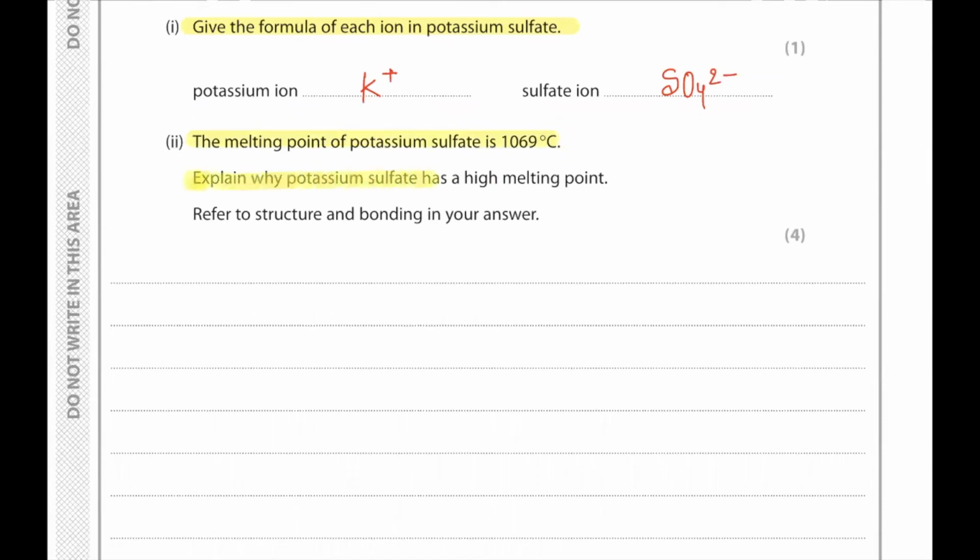Explain why potassium sulfate has a high melting point. Refer to the structure and bonding in your answer. So potassium sulfate has a giant ionic structure or giant ionic lattice. The electrostatic force of attraction between the oppositely charged potassium ion and sulfate ion is very, very strong. So a large amount of energy is needed to overcome these forces and break the bonds. High temperature is needed to melt it.